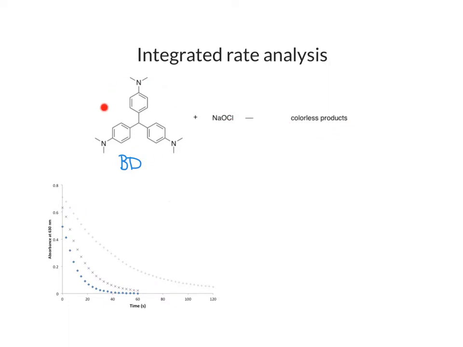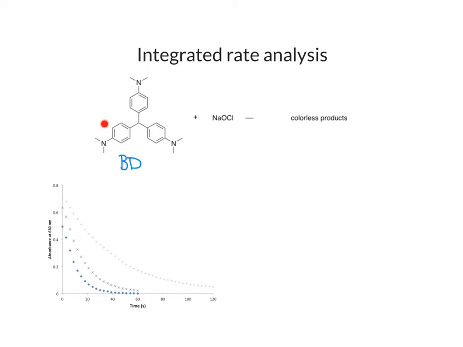So this is blue. It has an absorbance at 630 nanometers. And as the reaction proceeds, the color fades, and so the absorbance at 630 decreases. So we can follow the time course of this reaction by following the absorbance of the blue dye as a function of time. And when we do that, we get data like this.